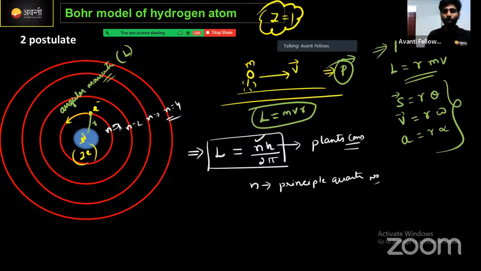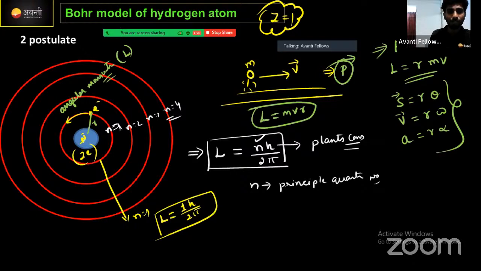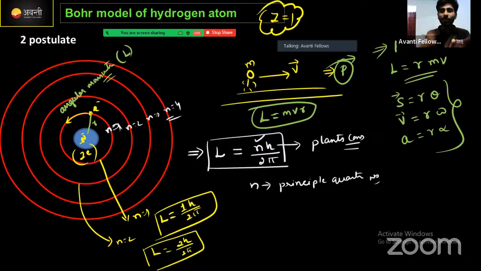Suppose this is the first orbit, n is equal to 1. Then the angular momentum L is equal to n, put 1, so h divided by 2 pi. This is for the first one. Suppose this is the second one, so the n value will be 2. Then the angular momentum value is 2h upon 2 pi. Like that, the angular momentum value varies with the principal quantum number.